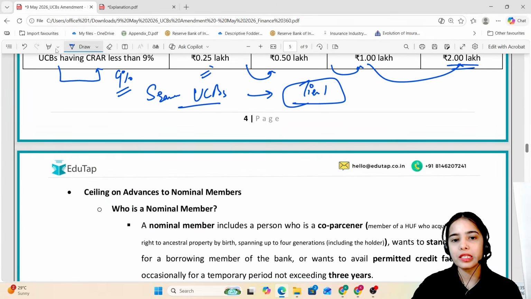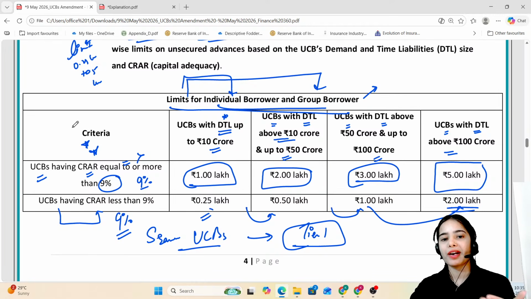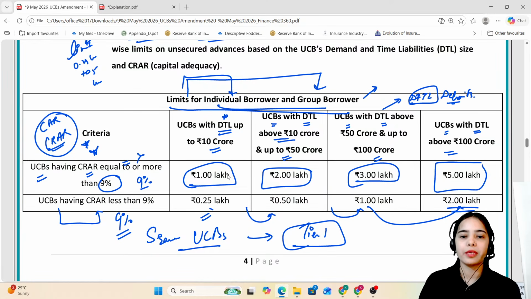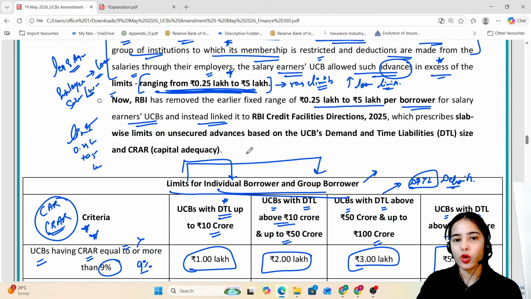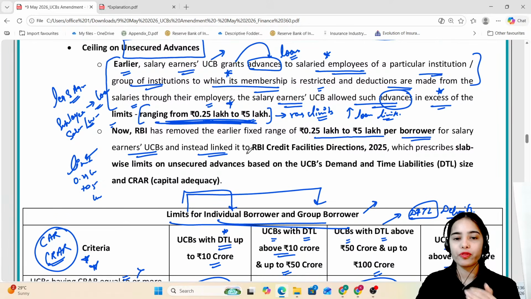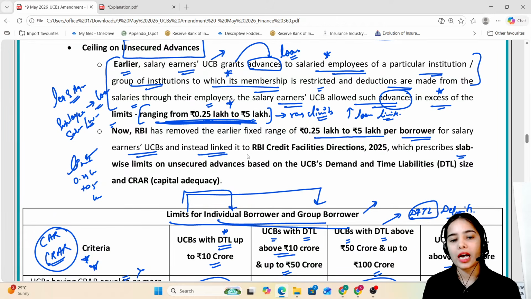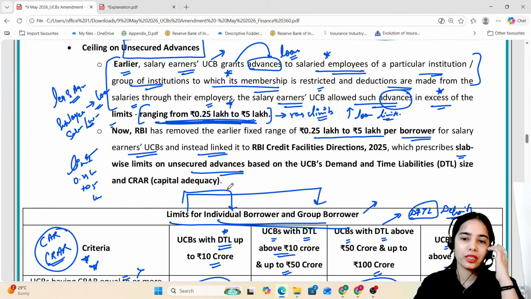And for the salary earner UCBs, there are limits on how much loan can be provided to an individual borrower and group borrower. The limits have been laid down on the basis of the CRAR requirement, that is, whether the capital adequacy requirement is being met or not, whether the bank has enough capital or not, as well as on the basis of the demand and time liabilities, that is the demand and time deposits. On the basis of the deposits, the limits have been determined. Now we are talking about unsecured advances here. Before, the limit for unsecured advances ranged from 0.25 lakh to 5 lakh, but there was no set criteria as such, and now the set criteria has been provided. The slab-wise limits on unsecured advances have been provided to the salary earner UCBs.